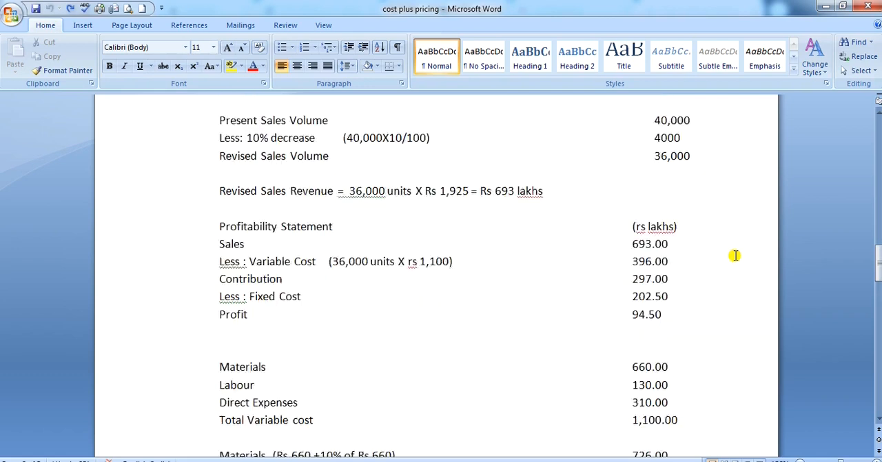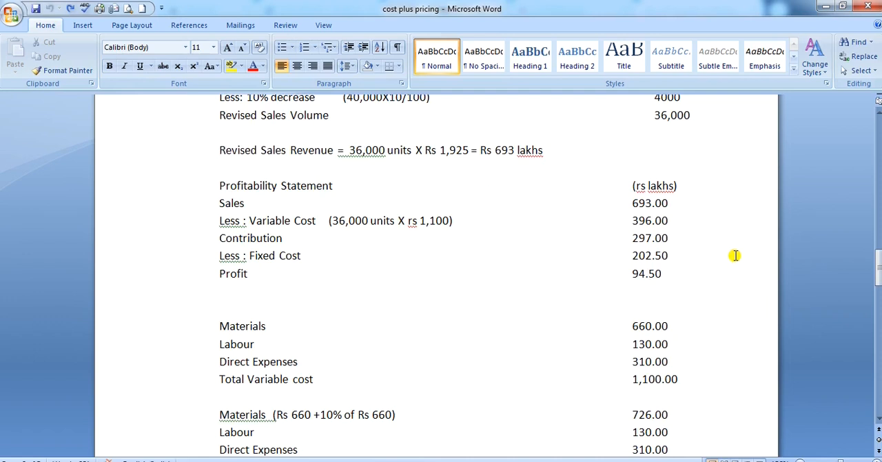So next we come to the profitability statement. That's what we have to calculate in the first part of the problem. So it is very simple. We have derived the sales for the revised selling price and the revised sales volume, that is 693 lakh rupees. We have to deduct, or less, the variable cost.